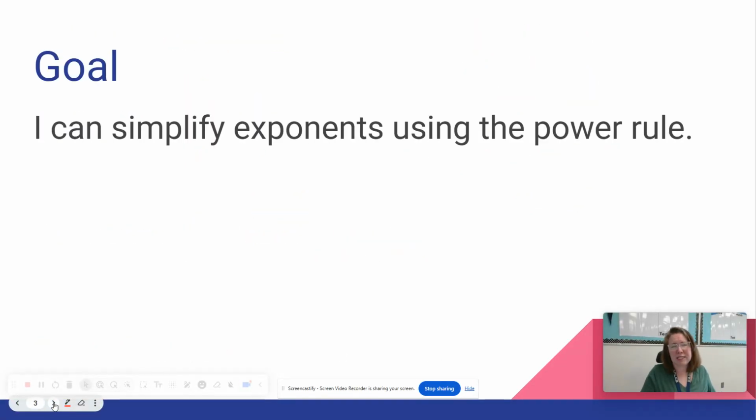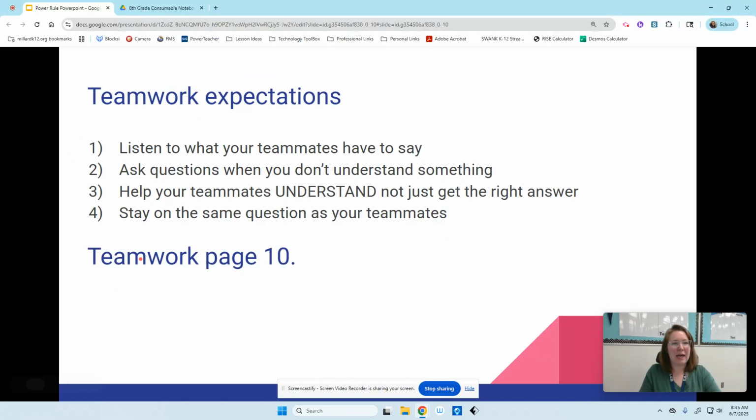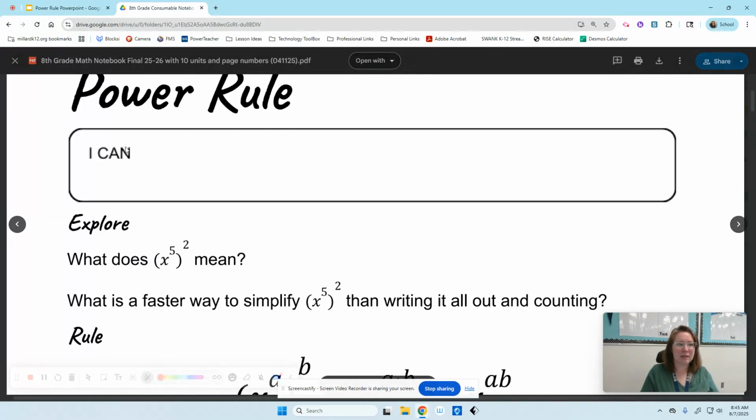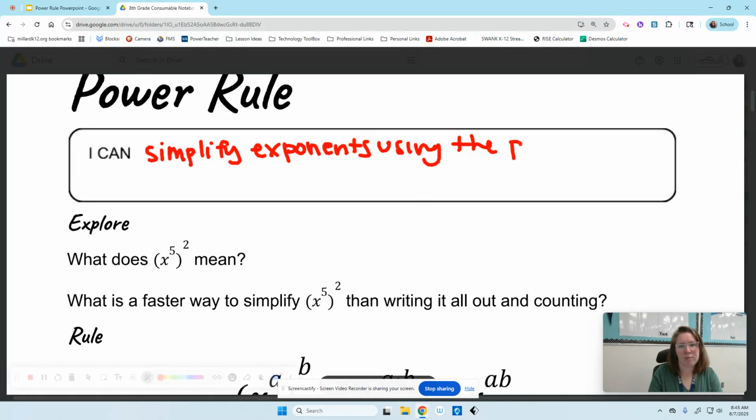Then our goal, I had you write down, I believe on page 10 in your notebook: I can simplify exponents using the power rule. And then you did some teamwork, just on page 10. Like past days, we've had a couple of pages, but today there's just one page. So let's go take a look at page 10. Power rule. I can simplify exponents using the power rule.